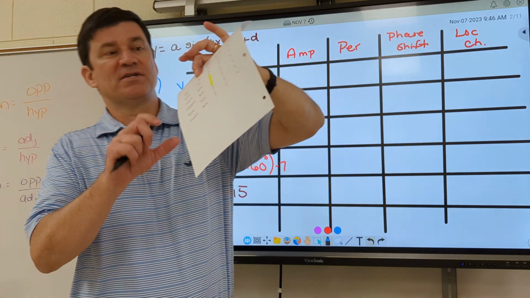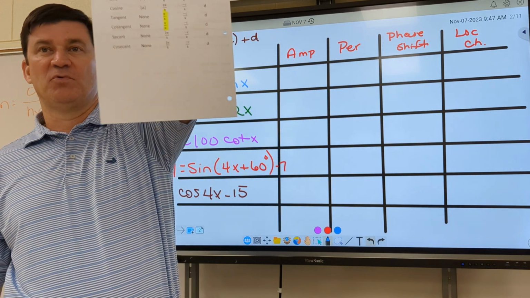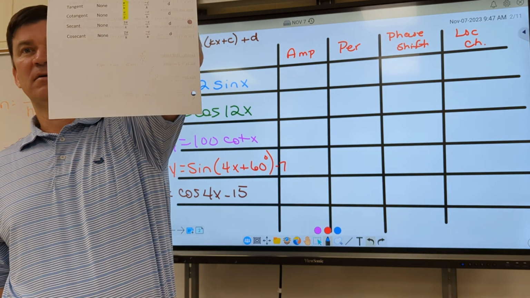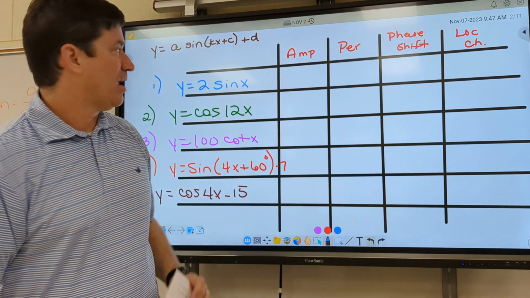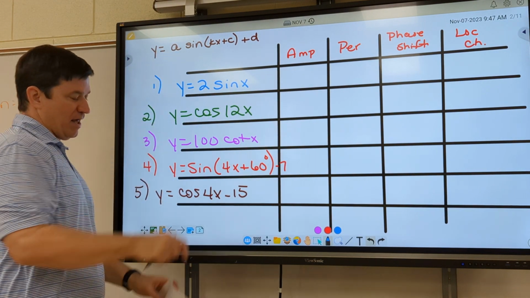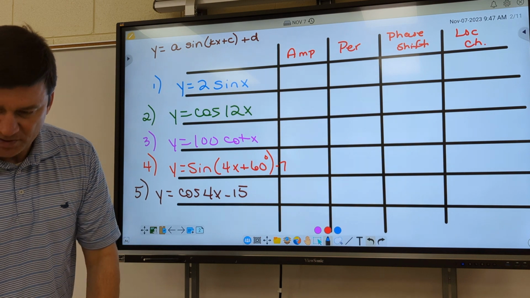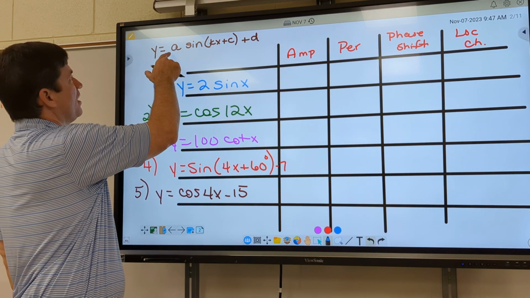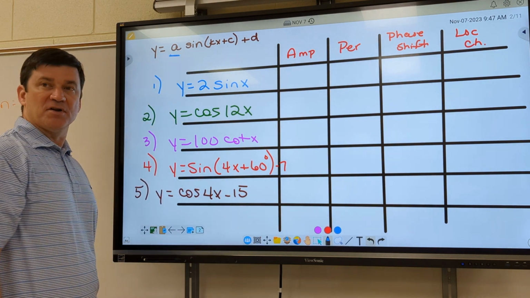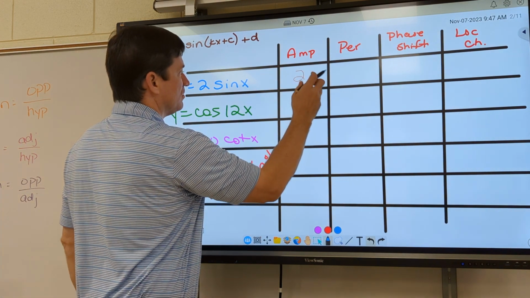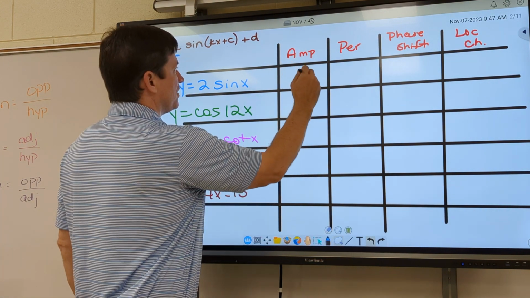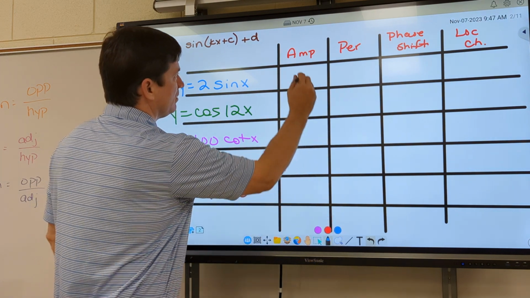All right, so what is the formula for sine for amplitude? Show her, Aiden. The two lines. Okay, absolute value of A. Look at the top left-hand corner of your paper, it shows you what A is right here. A is whatever number's in front of sine. So number 1, amplitude is just 2. That's all you do, look at the number in front of sine and bring it down.